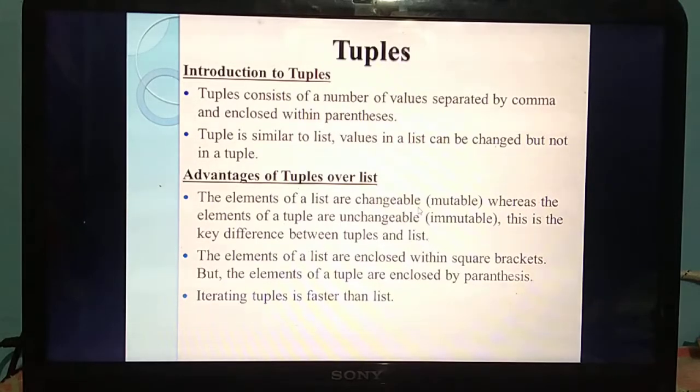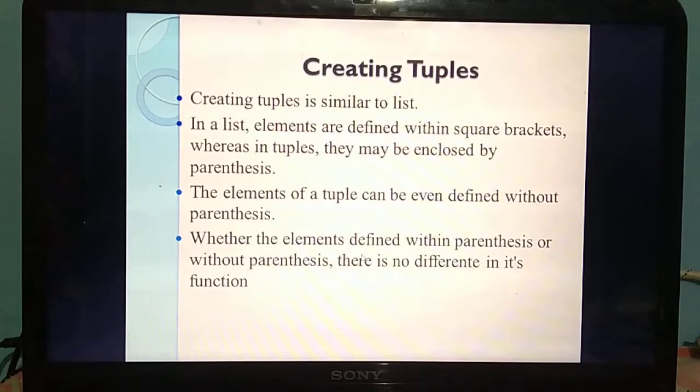Understand? Three points we have studied. What are the three points? In a list the values can be changed; tuples cannot change. The values in the list are enclosed within square brackets, here enclosed within parentheses. Iteration compared to list, the tuple is faster. Very important question: what do you mean by tuple? Also very important: advantages of tuple over list. This also is very important. Sometimes they will ask to differentiate between tuples and list, so the same answer you can write. Understand?